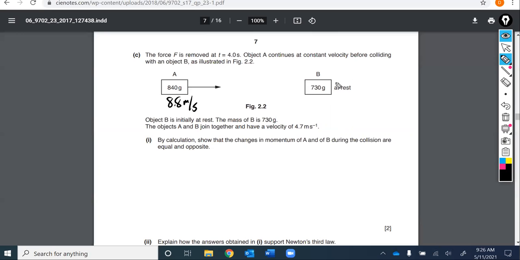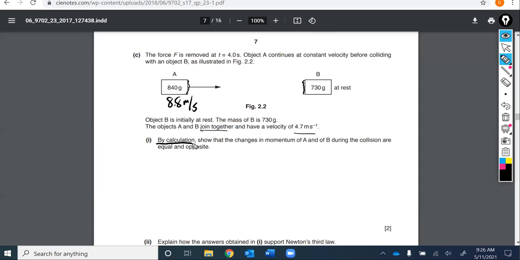Here, this thing's at rest, and so it has no initial momentum, okay? If object B is initially at rest, they give its mass, the objects join together and have a velocity of 4.7. So this is like our ballistic pendulum, right? This is our dart, it's got some Velcro right there. This is our target, it's got some Velcro right there. It's going to collide, stick together, and have a shared velocity of 4.7.